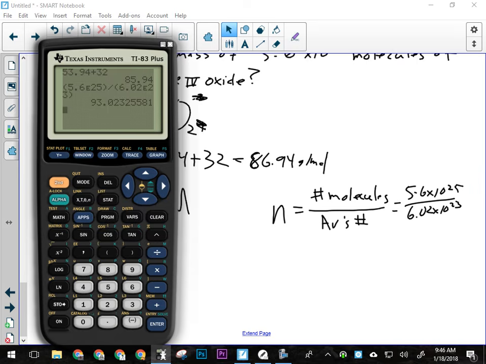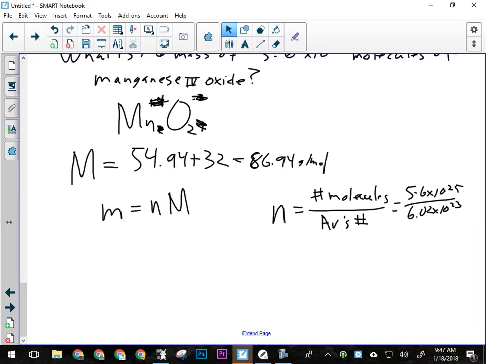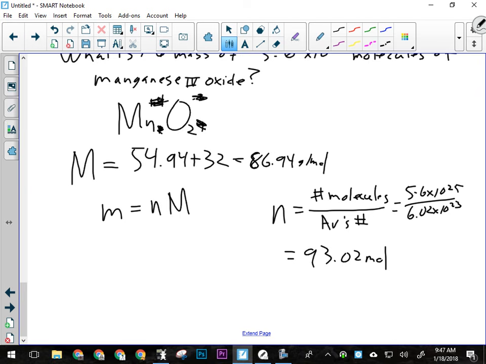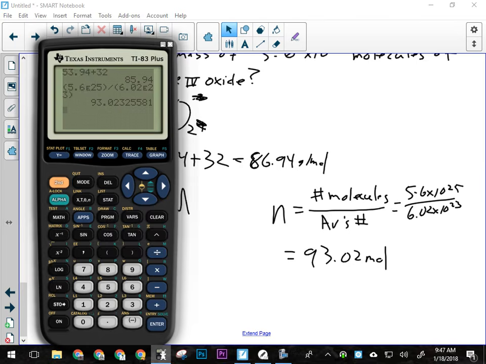All right, so I've got 93 moles of this stuff, 93.02 moles. Should you keep all the decimals? Yes, till the end, right? Okay, 93.02 moles, and now that I have N, I can multiply by the molar mass, which is 86.94. So I'm just going to take that number with all the decimals, times 86.94. So that's going to have a mass of over 8 kilograms: 8,087.44 grams. So it's a lot.